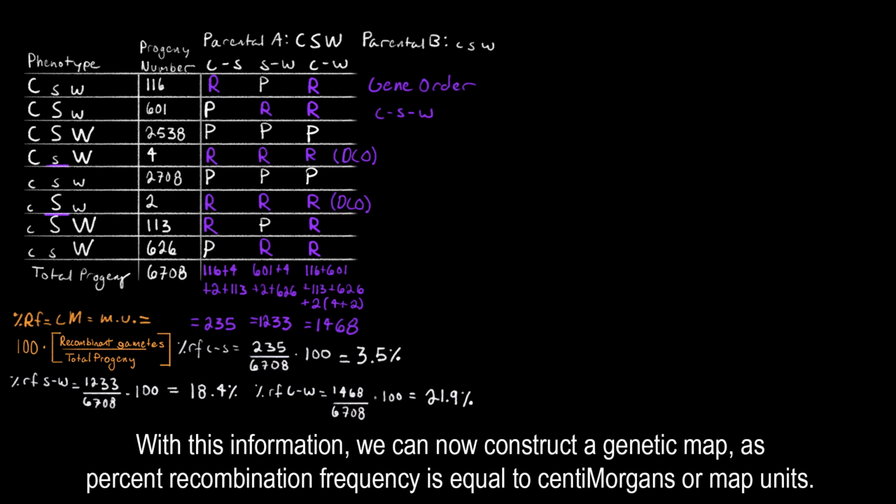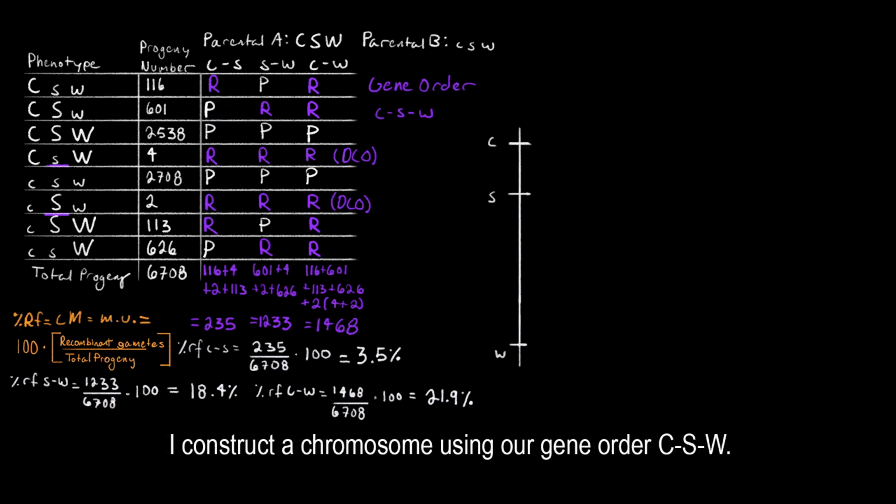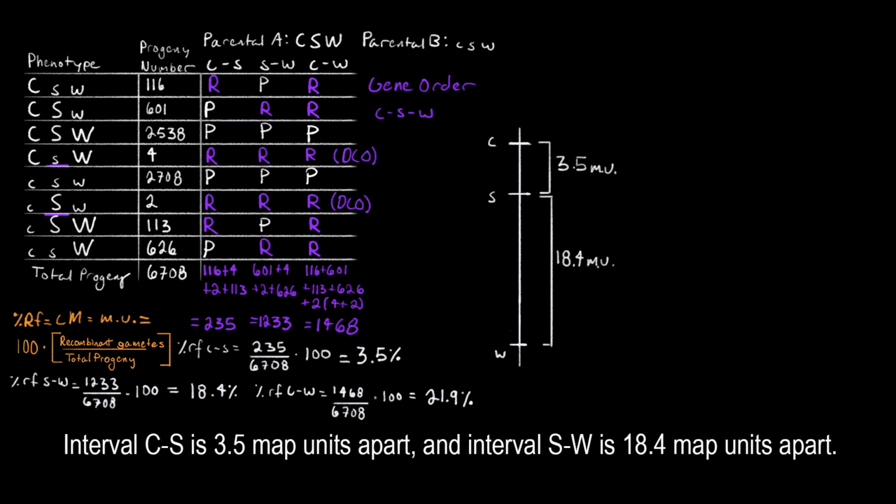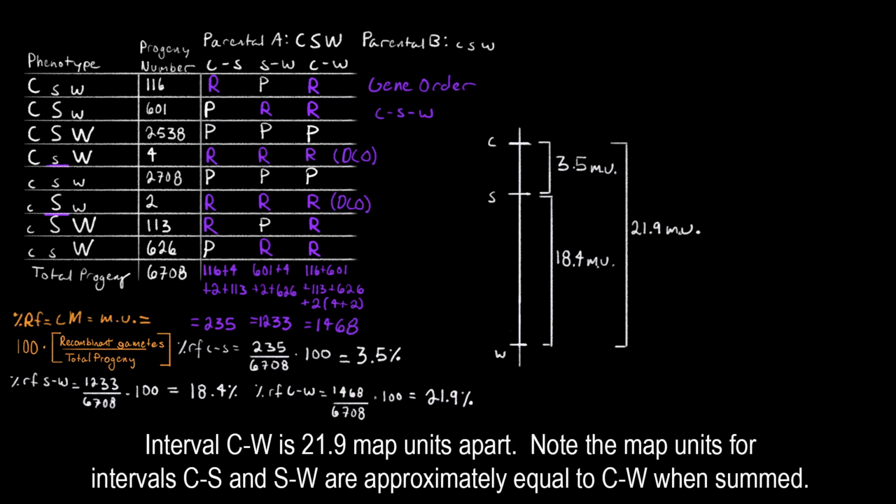With this information, we can now construct a genetic map, as percent recombination frequency is equal to centimorgans or map units. I construct a chromosome using our gene order C, S, and W. Interval C through S is 3.5 map units apart, whereas interval S through W is 18.4 map units apart. Interval C through W is 21.9 map units apart. Note the map units for intervals C through S and S through W are approximately equal to interval C through W when summed.